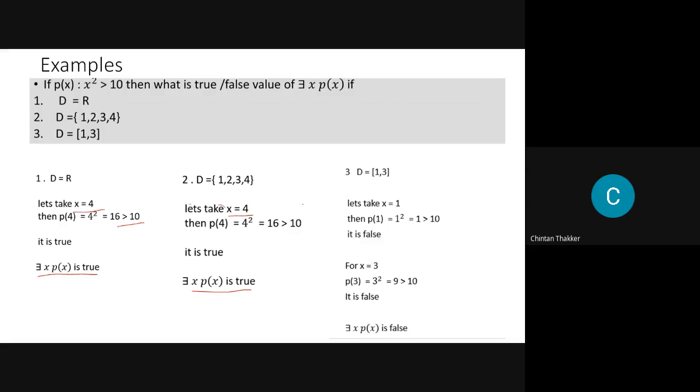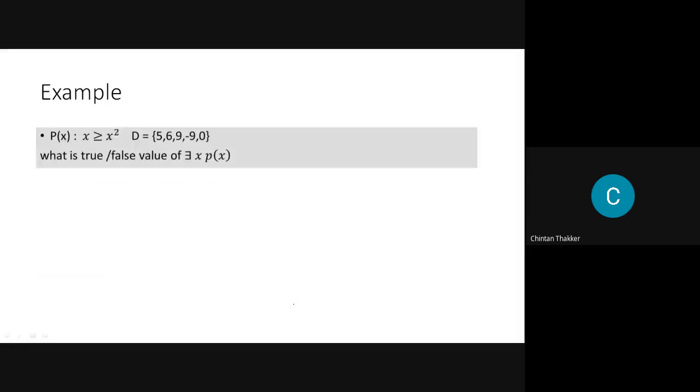In the interval 1, 2, 3, we take x equal to 1, its square is 1, which is less than 10. For 3, the square is 9, so less than 10. So for all values of x, here we have x square less than 10. So P(x) is false for all x belonging to D. Therefore, there exists x P(x) is false. Okay. So this way we can find the value of there exists x P(x).